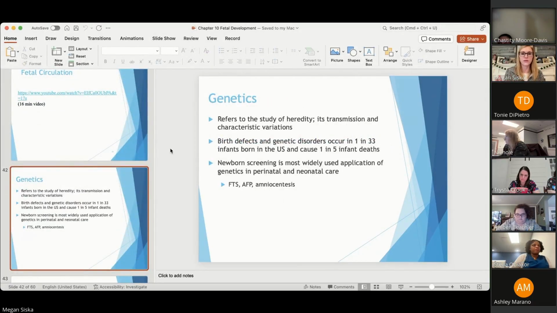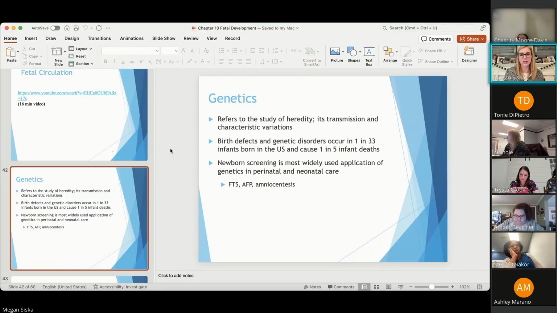Okay, and then briefly, let's talk a little bit about genetics. So genetics refers to the study of heredity. So kind of how we get our physical characteristics or certain genetic disorders, things like that. So birth defects and genetic disorders occur in about 1 in every 33 infants born in the US, and they do cause about 1 in 5 infant deaths.